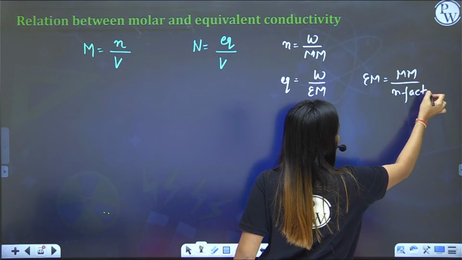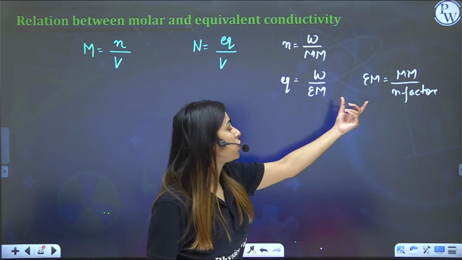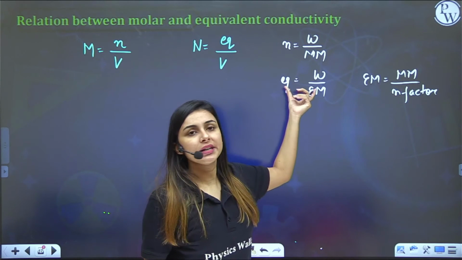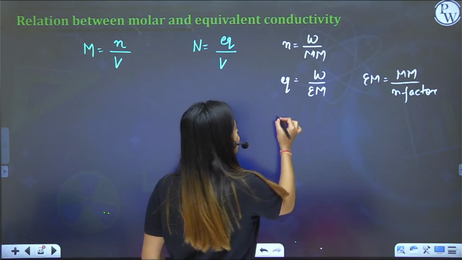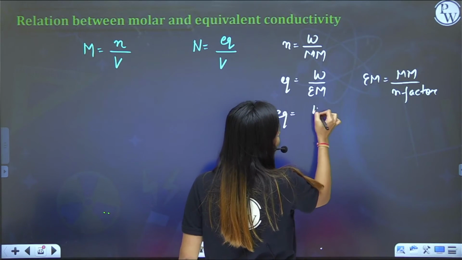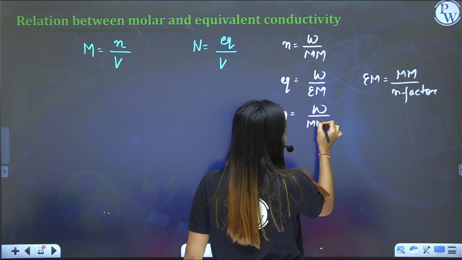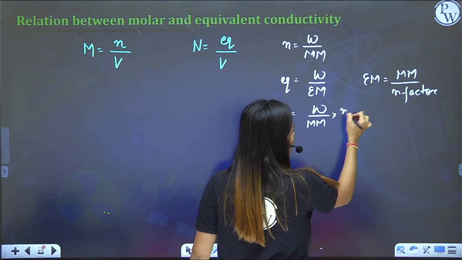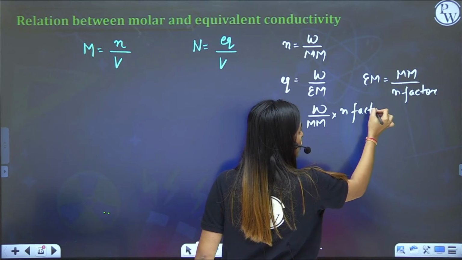Molar mass upon n factor. So now what are we going to do? We are going to incorporate it into this particular expression. So equivalence will be equal to given mass upon molar mass divided by the n factor. So the n factor will come out to be here. I hope you're clear, right?